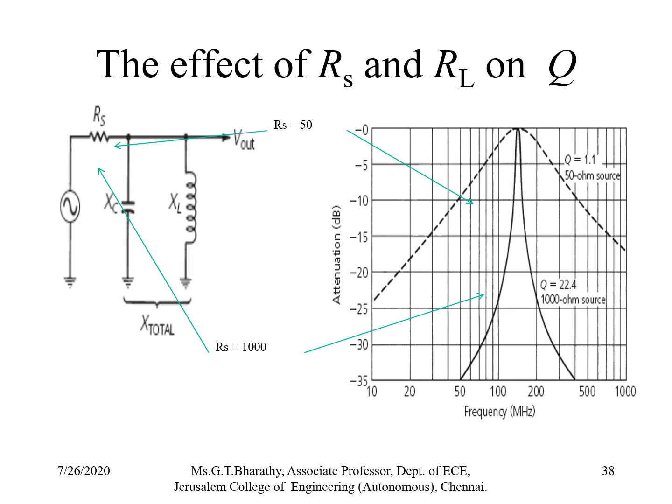So we will see the effect of the series resistance and the load resistance on Q. I told you Q is the quality factor. Consider this diagram where we have a source and a series resistance, followed by a capacitive parallel element and an inductive parallel element represented by XC and XL. Let us see what happens when the RS value is equal to 50. When RS is 50, as the frequency of operation increases, the attenuation graph is broader and the Q value is 1.1.